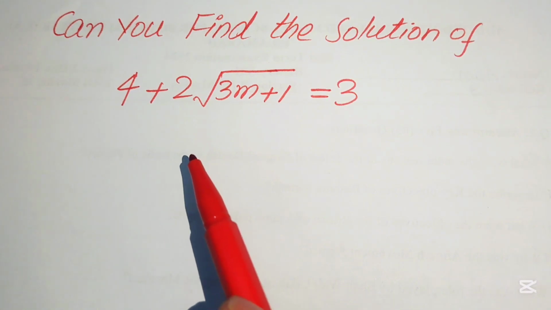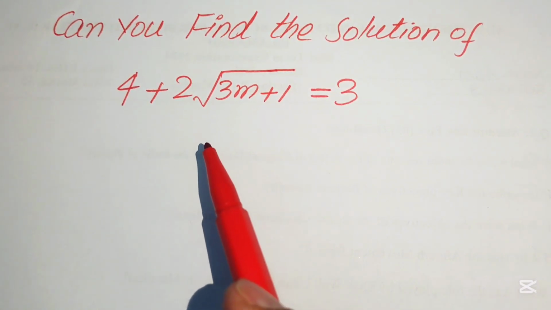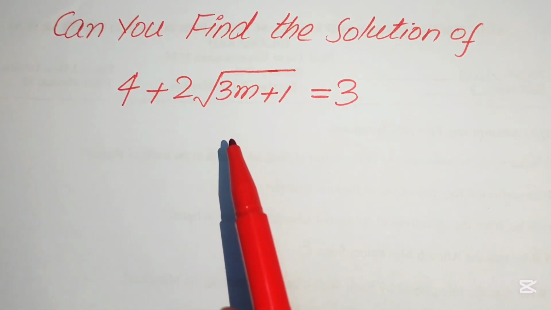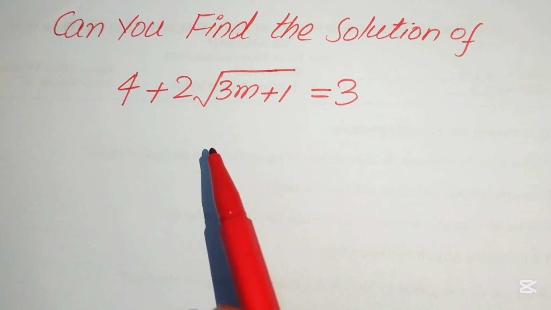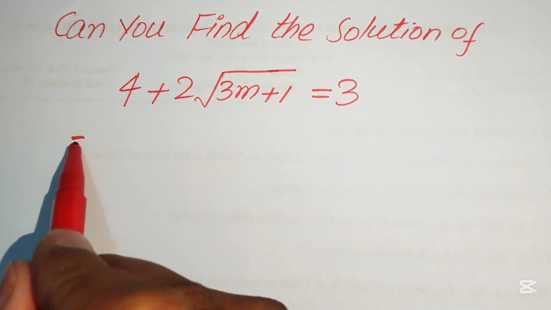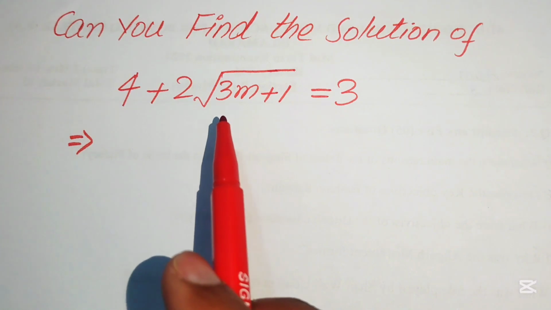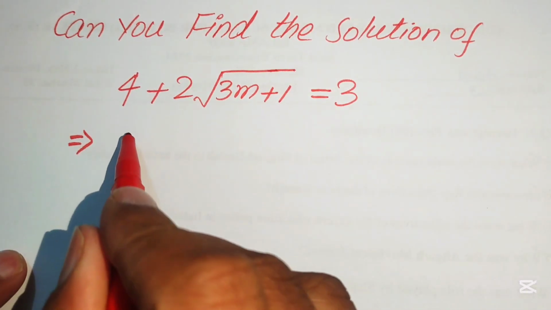Here I can tell you a nice trick in which you do not need to solve this type of equation. You can directly say whether the given equation has a solution or not. First we need to take some steps. We need to isolate the radical term, so we need to move this 4 to the right hand side.